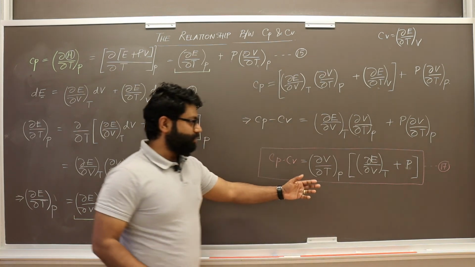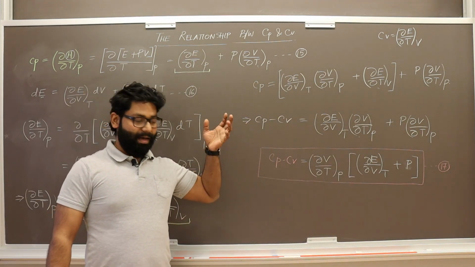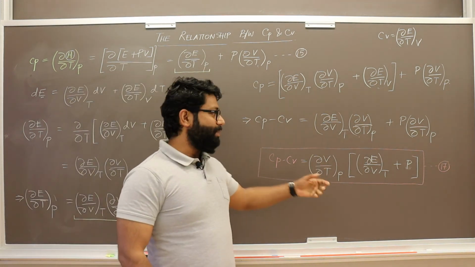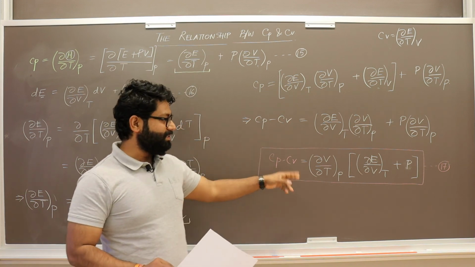We will be simplifying this for an ideal gas, and we'll see how this whole thing simplifies. But for any general system, Cp minus Cv is given by this equation.